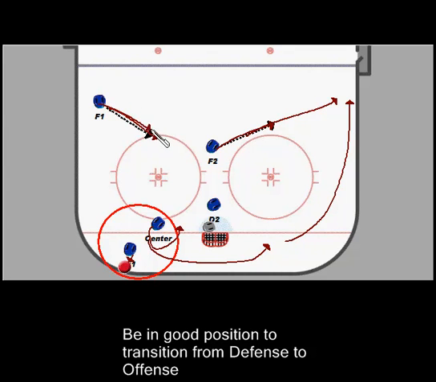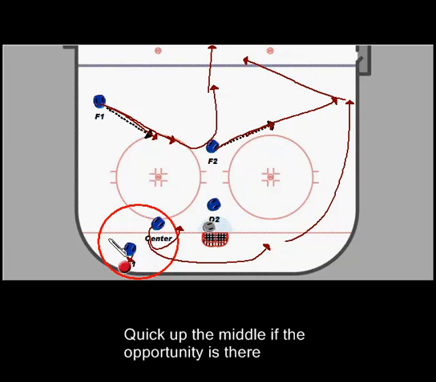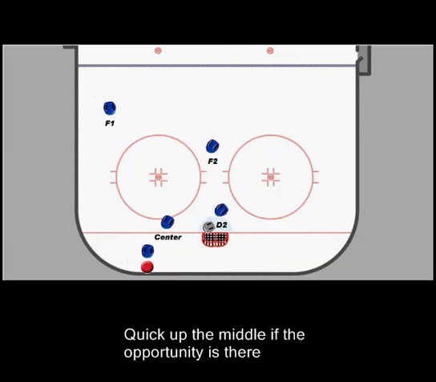As this wing's coming back to the center of the ice, when he sees that turnover and the pass up here, he can swing up the middle of the ice, and hopefully we get this pass and then that chip, and this guy's breaking free up the middle of the ice.